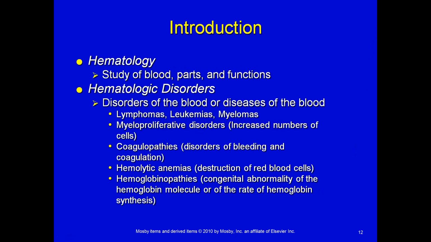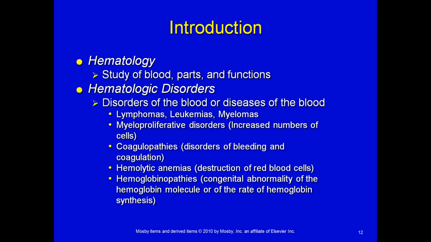They include things like lymphomas, leukemias, myelomas, myeloproliferation disorders, like an increased number of cells. Coagulopathies are also included in hematologic disorders, and these are disorders of bleeding and disorders of coagulation, like your DIC, like your hemophilia. Hemolytic anemias, and that's destruction of the red cells, would be all the different types of anemias that are out there.